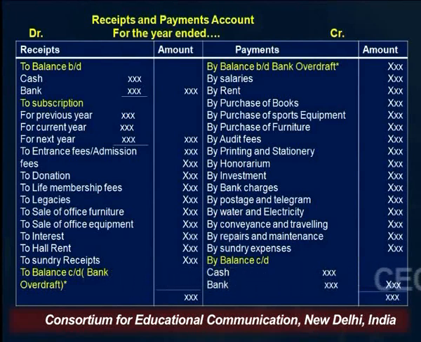The first item appearing on the debit side of this receipt and payment account is the opening balance of cash. If any opening balance or closing balance is given, then that balance has to be shown in the balance sheet only. The other item given on the receipt side is subscription. This is an income and this item is of revenue nature. Any item of revenue nature has to be shown in the income and expenditure account. If any item is of capital nature, then it is shown in the balance sheet.